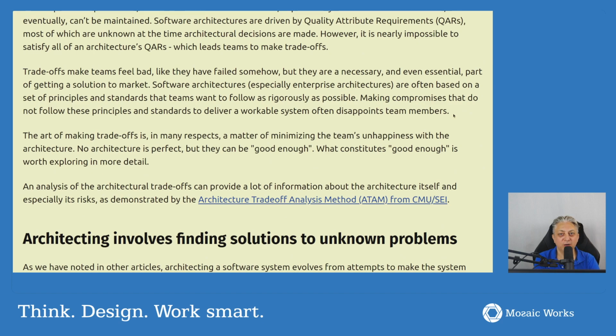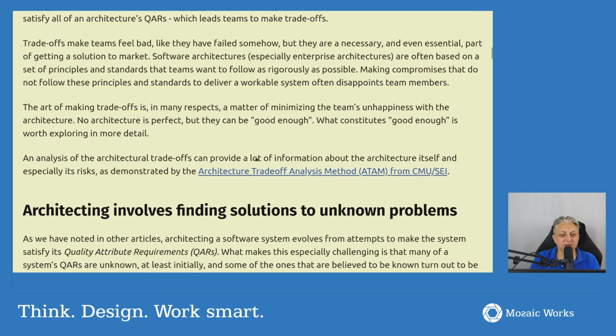We have more leeway. We have more space to make our own decisions. Whereas when we go into software architecture, these are fundamental things. You cannot just go around them and say, okay, we'll do something else. Or no, it's just the way it is.